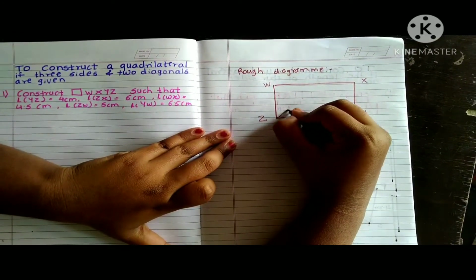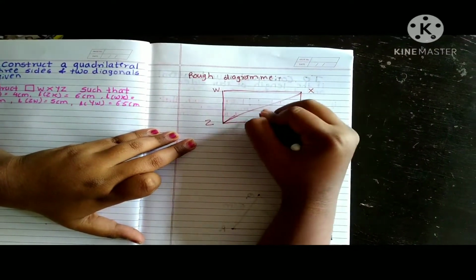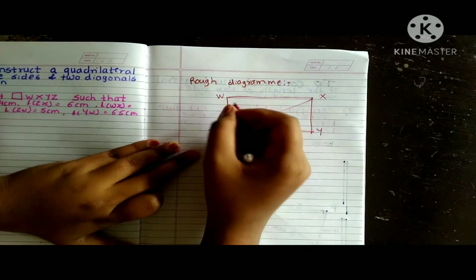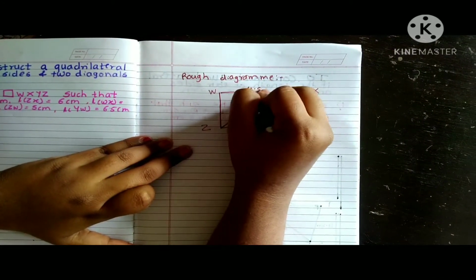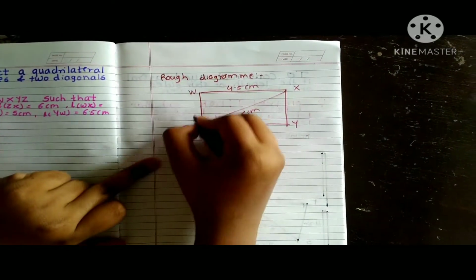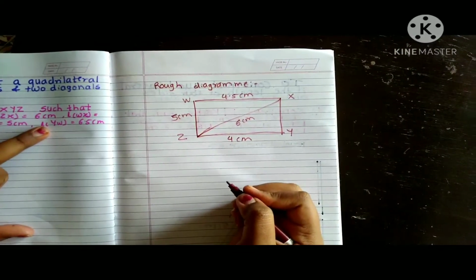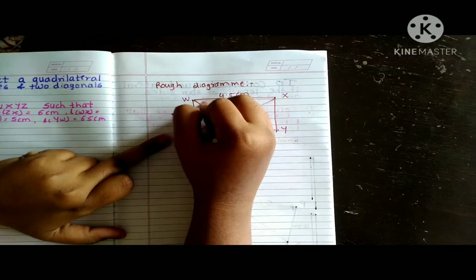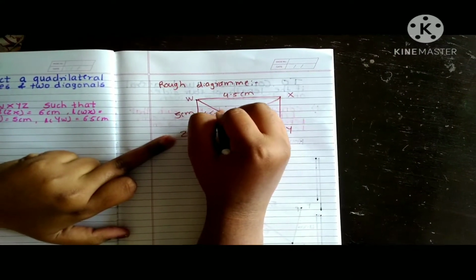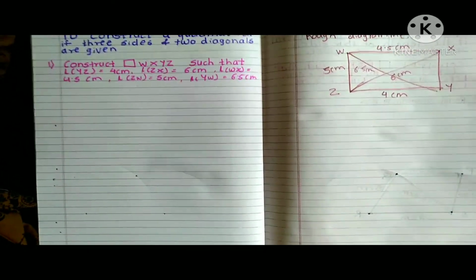So we have got one diagonal, that is ZX, that is 6 centimeter. Then WX, that is 4.5 centimeter. Then ZW 5 centimeter. And YW, so we have got another diagonal YW as 6.5 centimeter. So approximately our figure will be like this. So let's start with the construction.